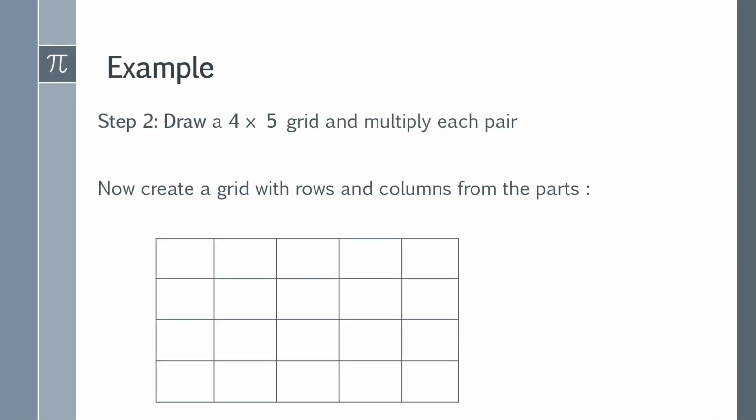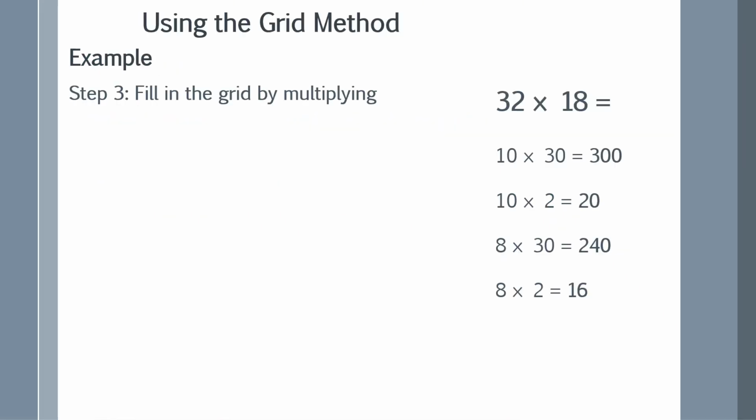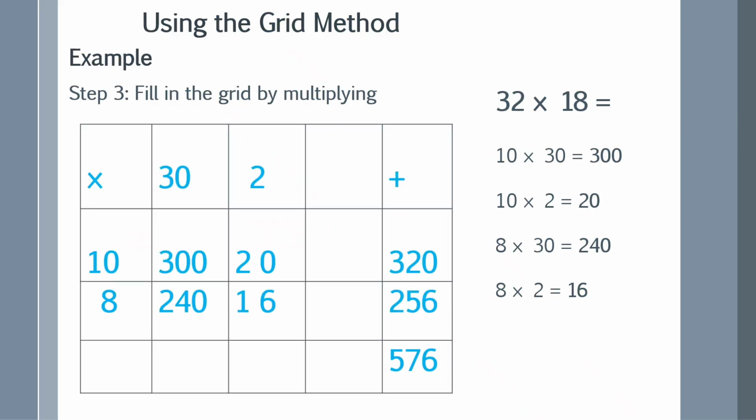Then we are going to draw a grid. As you can see, across the top of the grid, we place the parts of the first number. Down the side of the grid, we place the parts of the second number. This gives us separate boxes where we can calculate each multiplication. So step 3 is to fill in the grid by multiplying out the numbers.